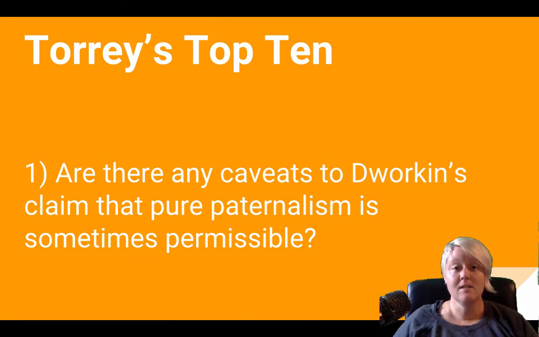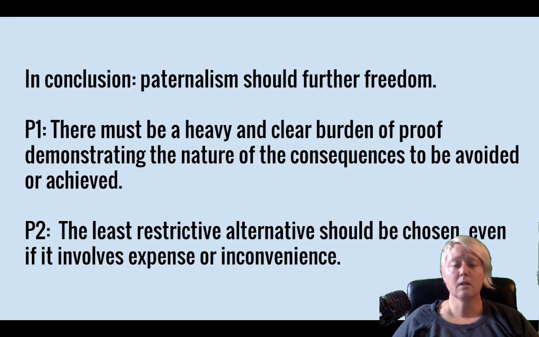And finally, the number one thing you should know about Dworkin's argument on paternalism is whether or not there are any caveats to Dworkin's claim that pure paternalism is sometimes justified. Dworkin argues that paternalism should further freedom. Thus, there must be a clear burden of proof demonstrating the nature of the consequences to be avoided or achieved through paternalism. Also, when overriding someone else's choices, the least restrictive alternative should be chosen, even if it is expensive or inconvenient.